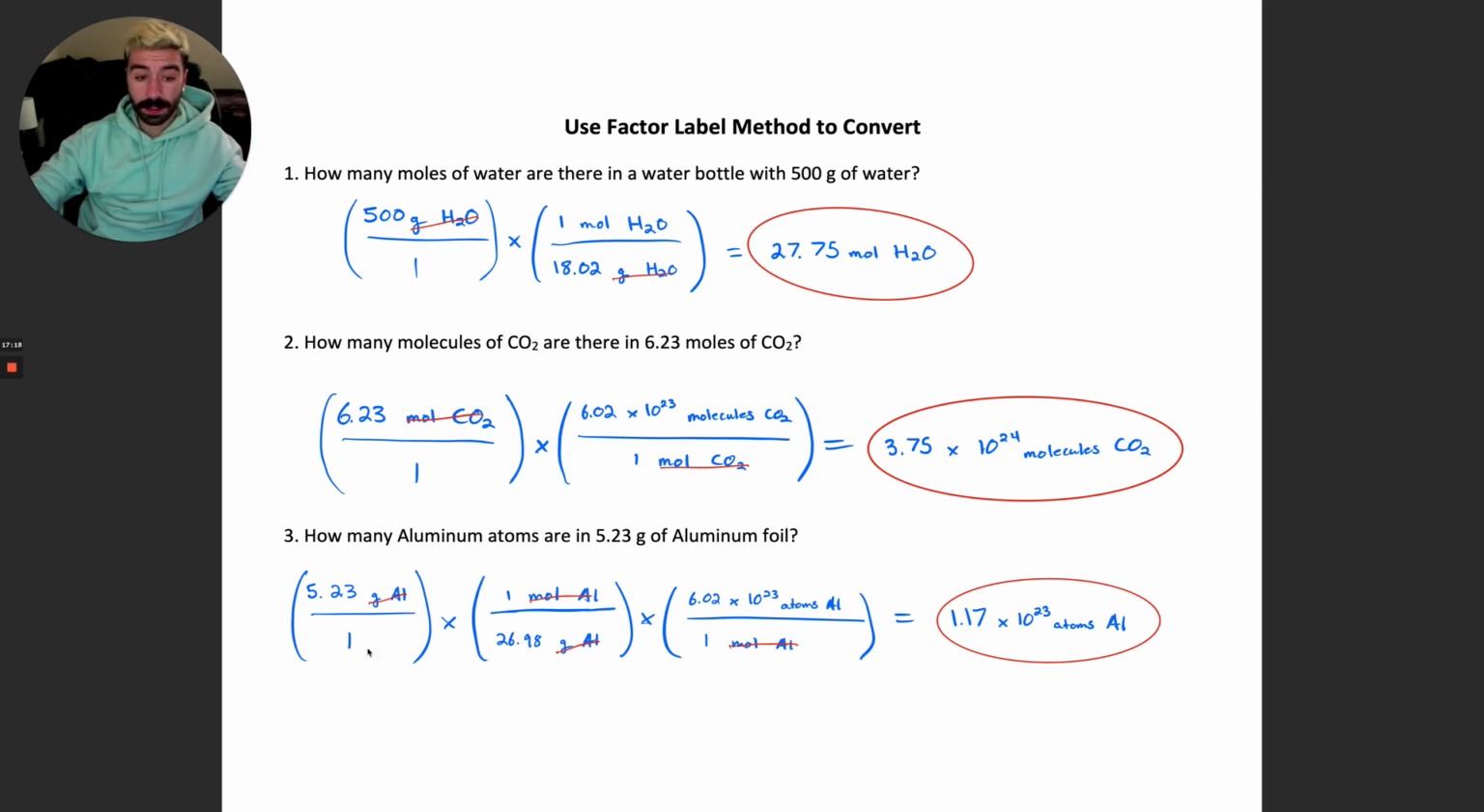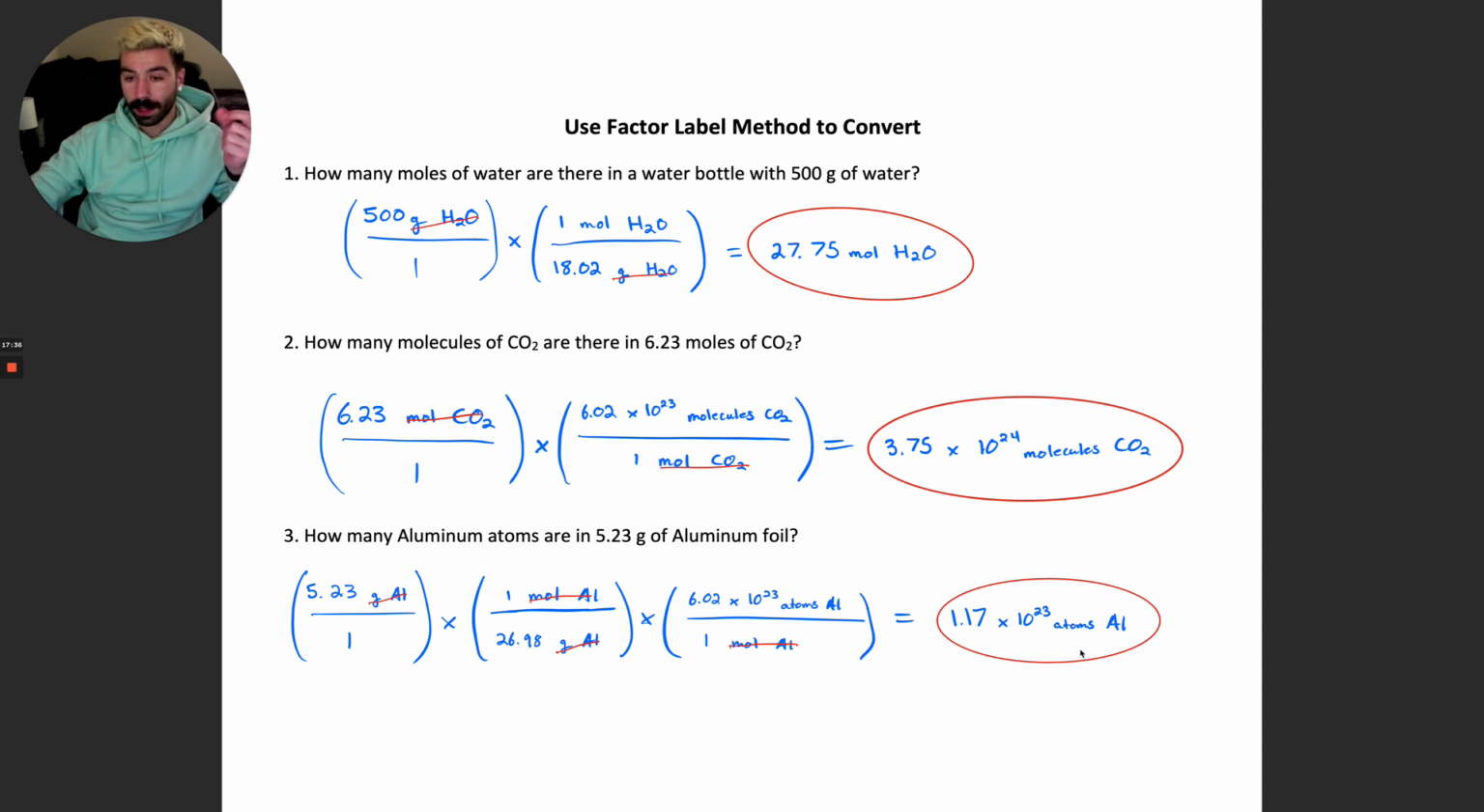Now all I need to do is just do the math. And conveniently, there's just ones everywhere. So really, I have 5.23 divided by 26.98 times 6.02 times 10 to the 23rd. And I end up with 1.17 times 10 to the 23rd atoms of aluminum.